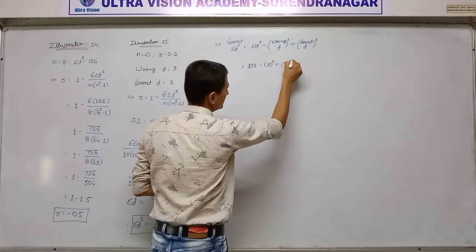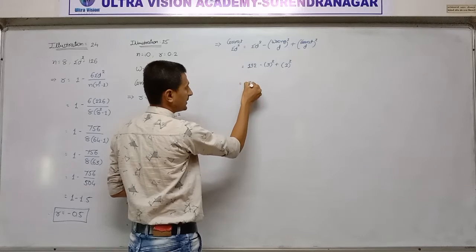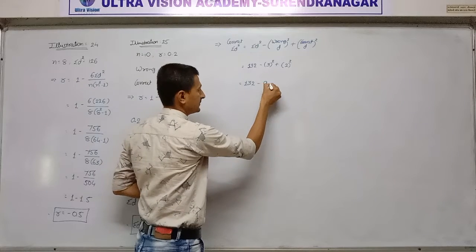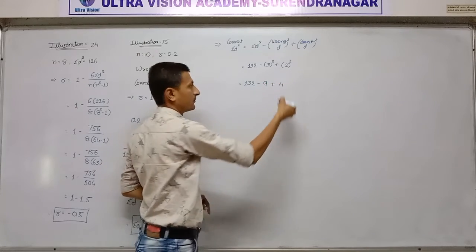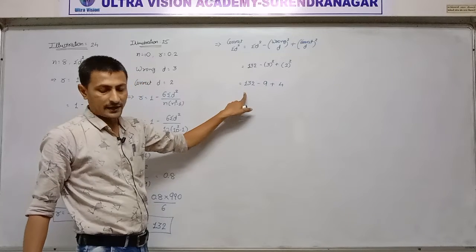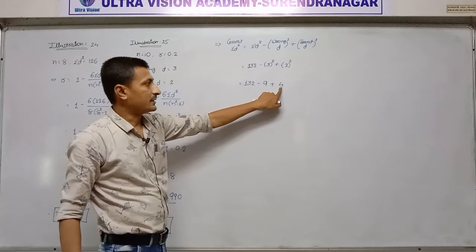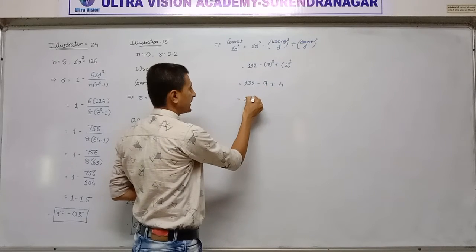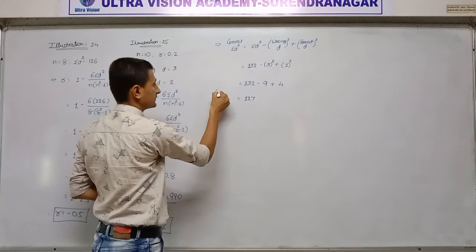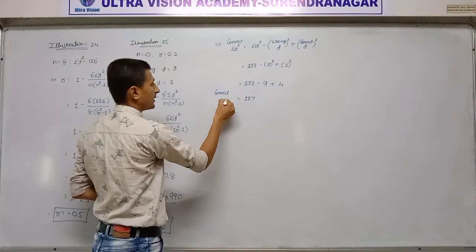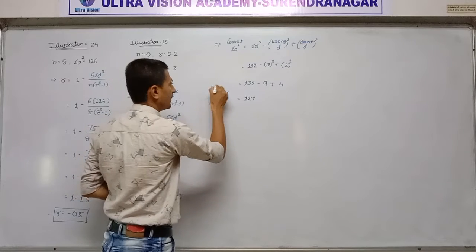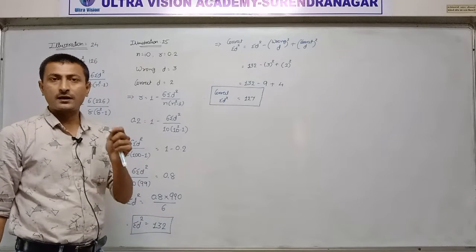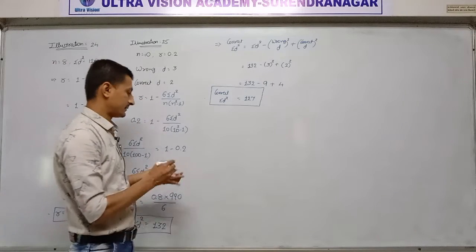Next, 132 minus 3 square, 9, plus 2 square, 4. Using the difference, find out 132 minus 9 plus 4. So 127. Correct sigma d square is 127. Okay. Now next, find the correct rank correlation coefficient.